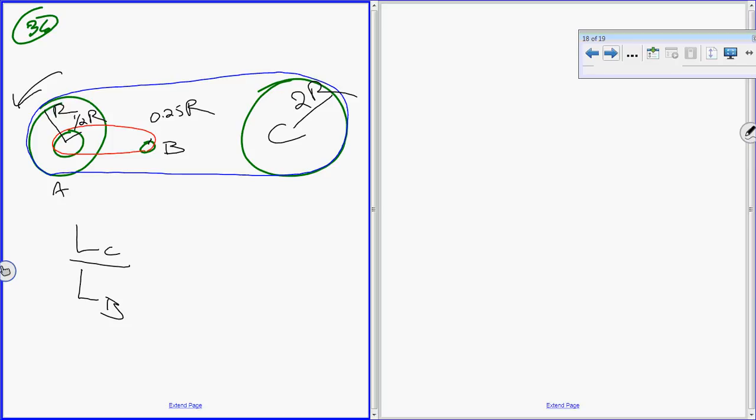Oh wait, I need to know something about the masses, don't I? Does it give us anything about the masses? Oh, right, thank you. Okay, yeah, so we need to come up with an expression for the relative masses of these things. Okay?